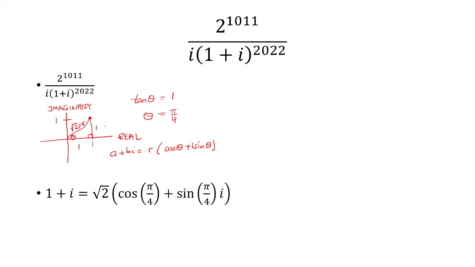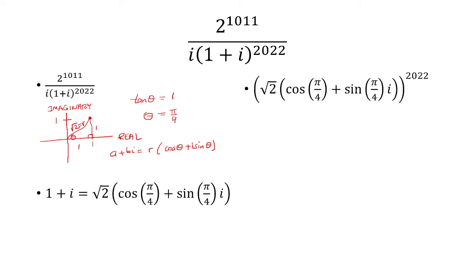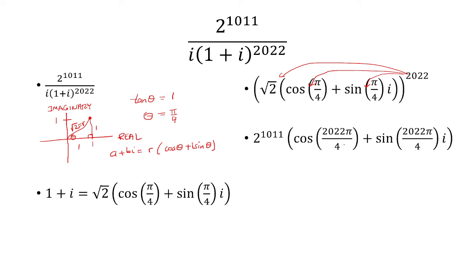Then we're going to raise both sides to the 2022nd power, like this. This 2022nd power is going to go on top of the square root of 2 as an exponent, and then it's going to go inside the angle here, so it's going to multiply the pi over 4. That's from De Moivre's theorem. And so 2022 pi over 4, we can simplify that further.